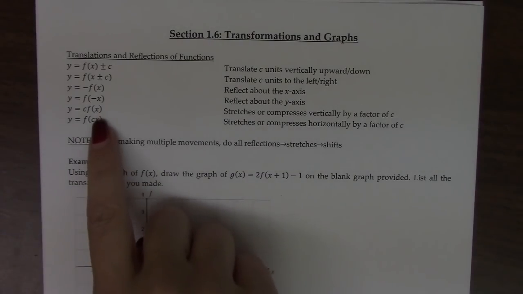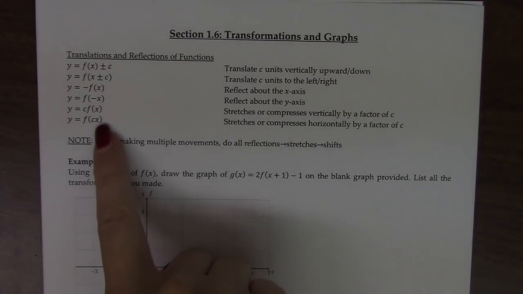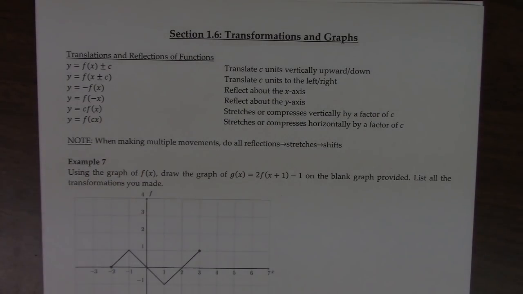When we do that on the inside, we're doing a horizontal stretch or compression, but it has the opposite effect. Multiplying x by 1/2 would actually stretch it by a factor of 2, but multiplying x by 2 would actually compress it by a factor of 2. And the reason it's the opposite of what it seems like is once again due to algebra.